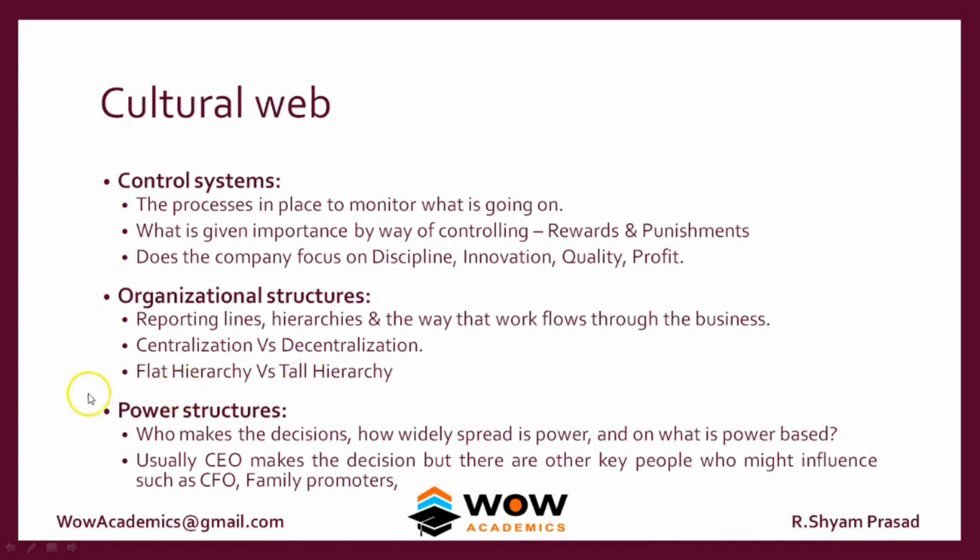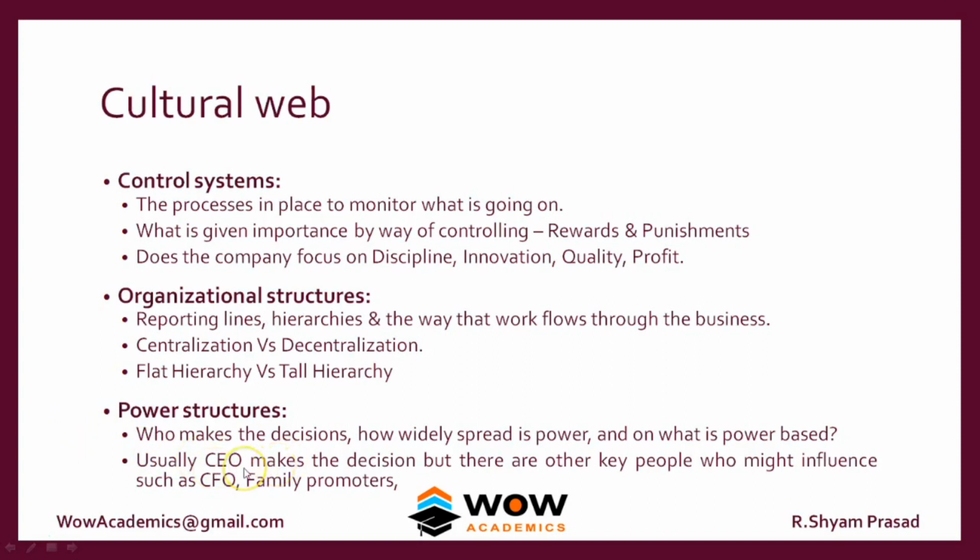The next one is power structures. Even though there are formal power structures in organizational structures, there is always an informal power structure in a company. Everywhere you can find this. So even though the CEO is the ultimate top person, apart from the CEO, there might be several people who take decisions.